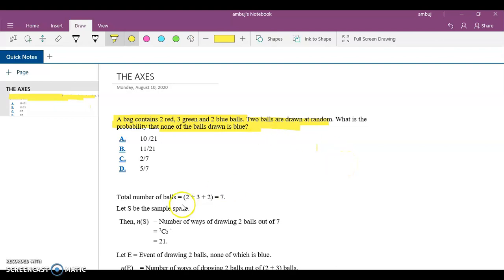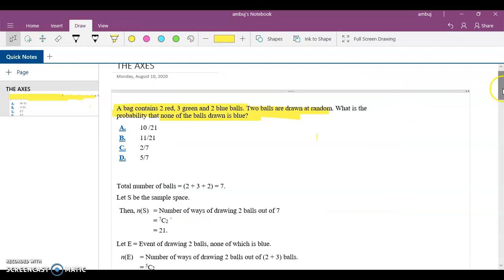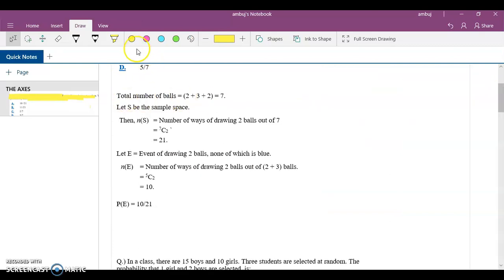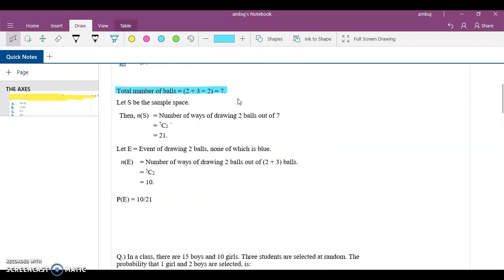So now, going to the solution for this question, first you can try it yourself, but in case you are stuck at any point, I'll give a step-by-step solution. Here you can see that we have first counted the total number of balls, that is 2 plus 3 plus 2, which is 2 red balls, 3 green balls and 2 blue balls. So the count is 7. So let's consider the sample space. As it has been said that we are drawing 2 balls out of 7, the number of ways to draw 2 balls out of 7 is 7C2. So actually it will be 21.